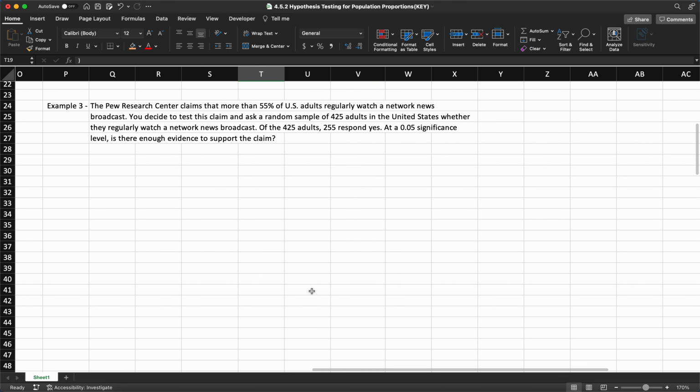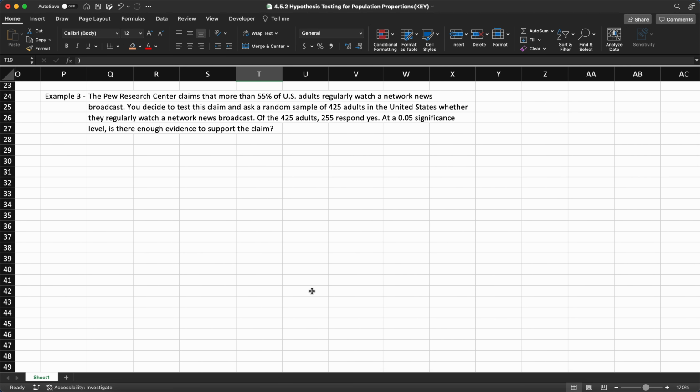All right, let's do one more example. The Pew Research Center claims that more than 55% of adults regularly watch a network news broadcast. You decide to test this claim and ask a random sample of 425 adults in the United States whether they regularly watch network TV. Of the 425 adults, 255 respond yes at a 0.05 significance level. Is there enough evidence to support the claim?